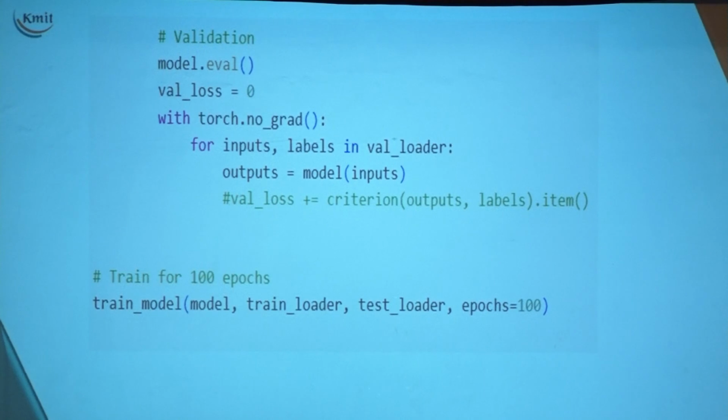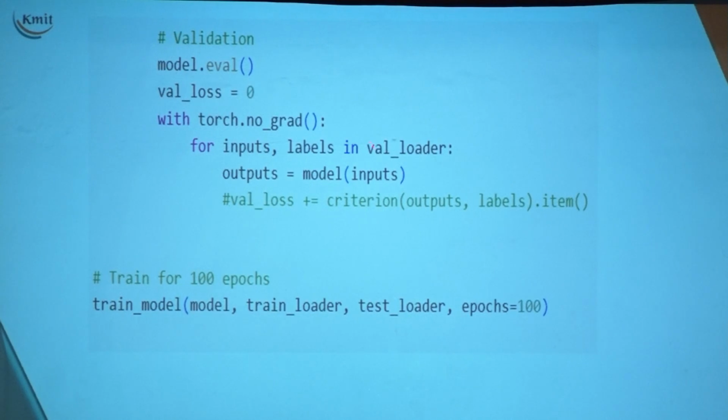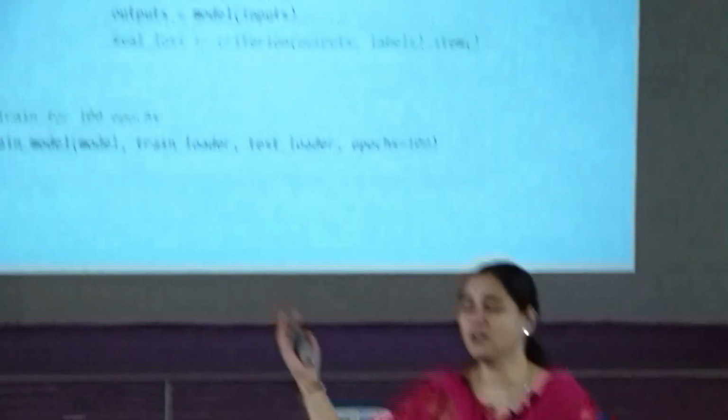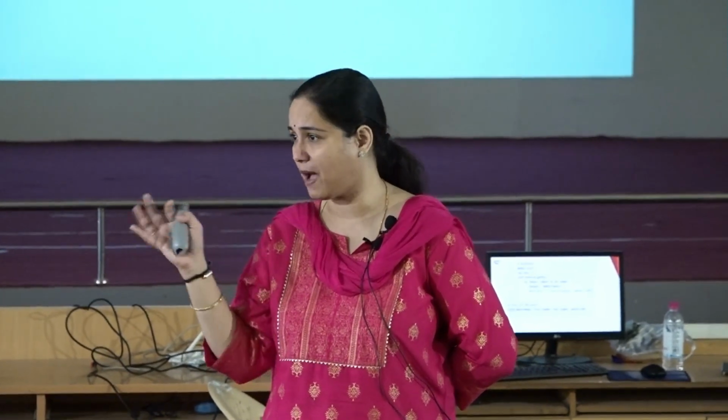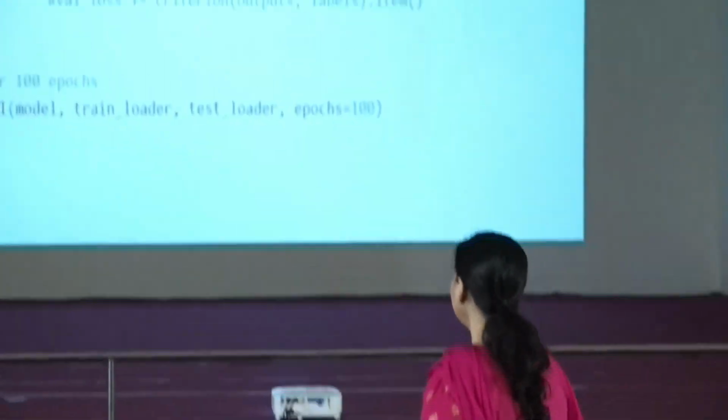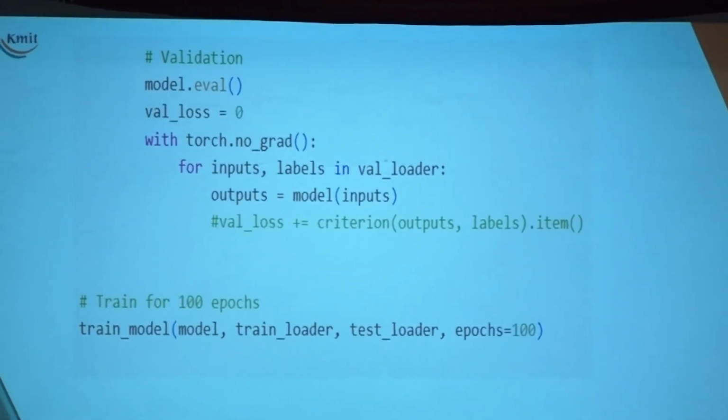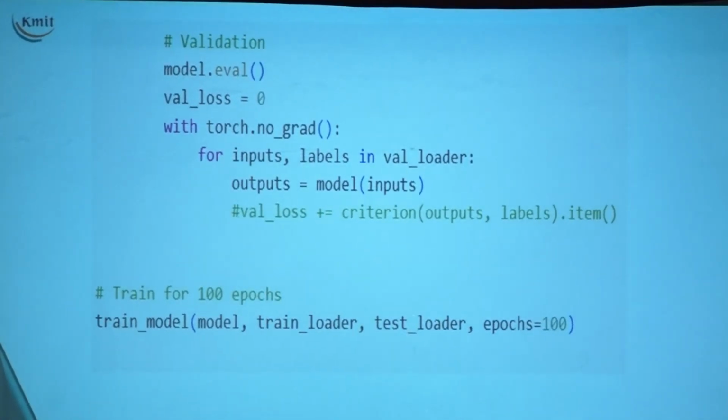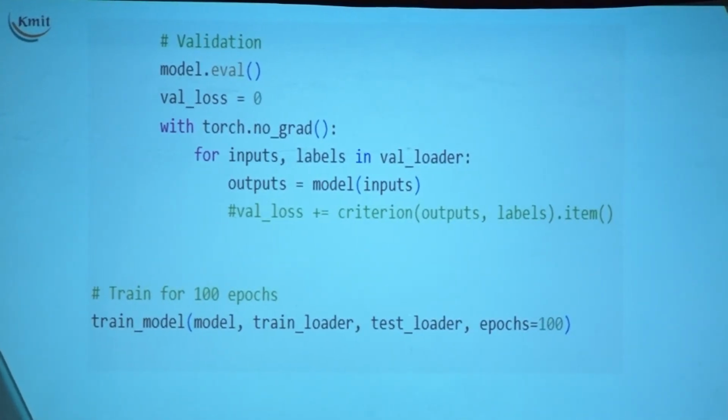Now, in validation, we will evaluate this particular model. First, we are keeping, let's say, validation loss as 0, initializing. And then here again, no_grad. Why no_grad? Because while you are calculating the testing part, there is no need for you to have those backpropagation gradients calculated. So, no_grad there. And for all these inputs and labels in the testing data set, val loader means your testing data set that you have created, you will get your output predicted for a given sequence of inputs.